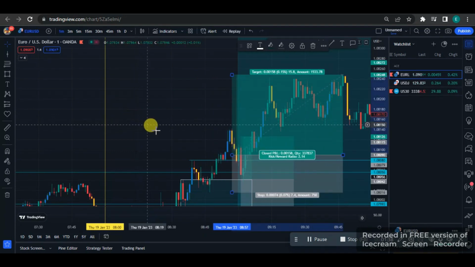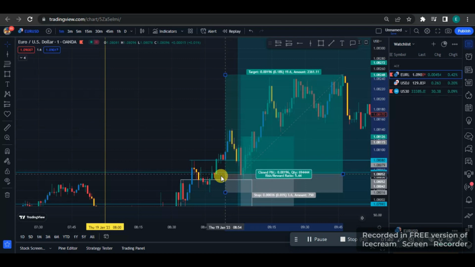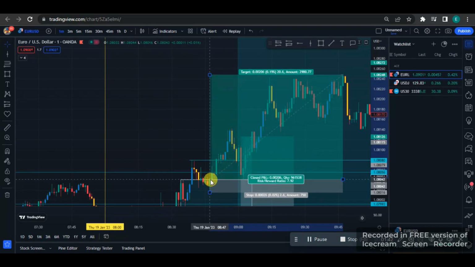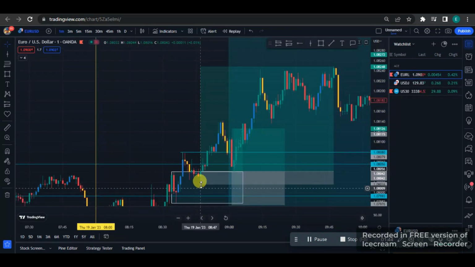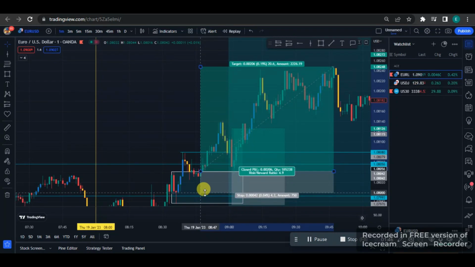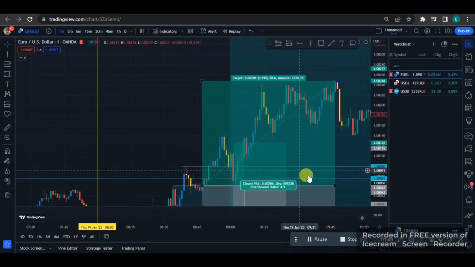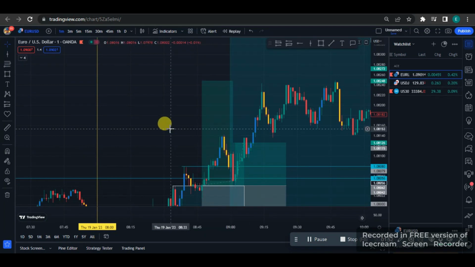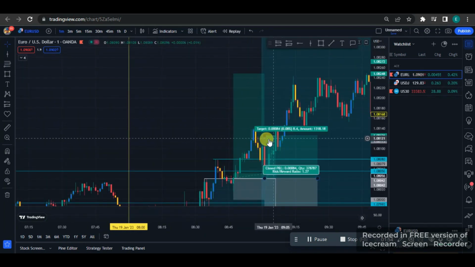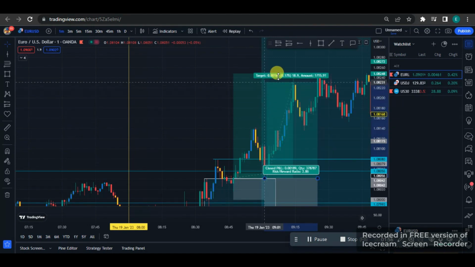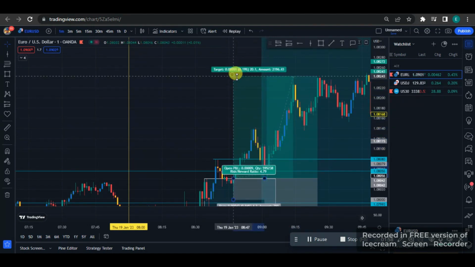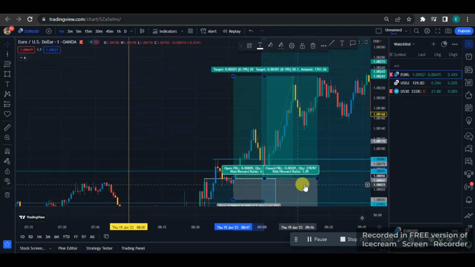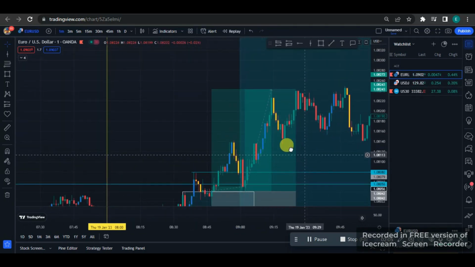So let's see, your first entry is down here and your stop loss is somewhere down here. So you can see on just two setups, on just two entries, you could potentially make serious cash. This one went for a 4.79 to 1, this one went for a 3.05 to 1. So you can just do the maths.